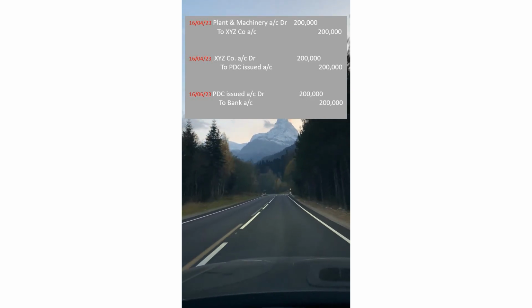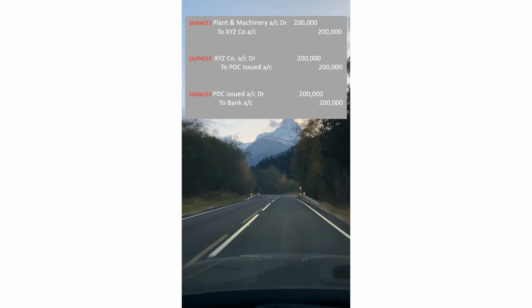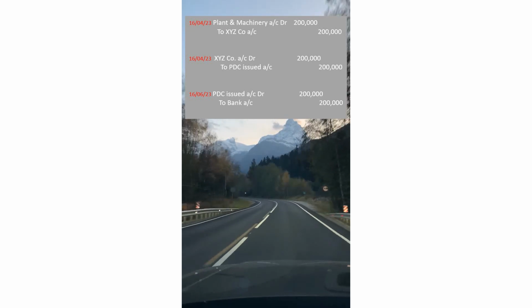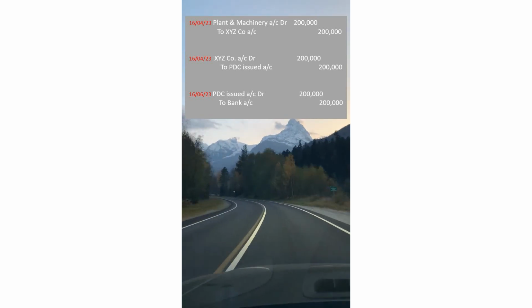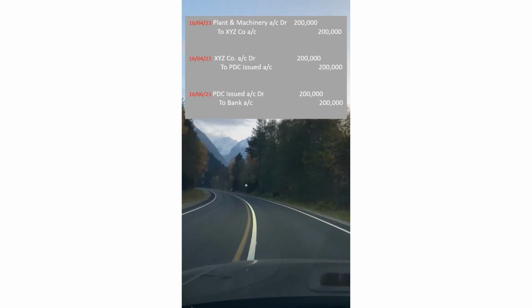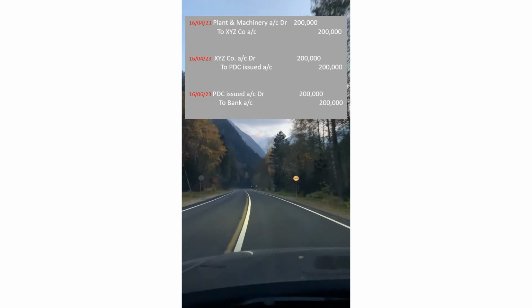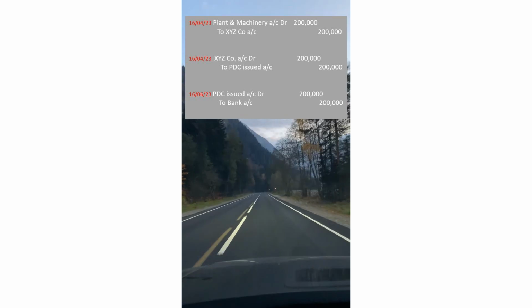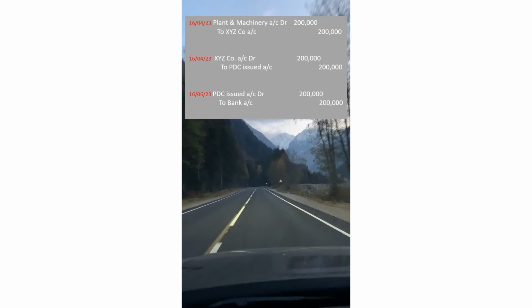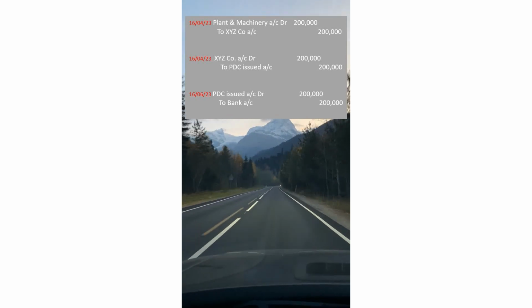You know that PDC is a post-dated check, and the supplier XYZ company can present that check to the bank only once the check date is reached. So the entry would be XYZ company account debit to PDC issued account, 200,000 dirhams.